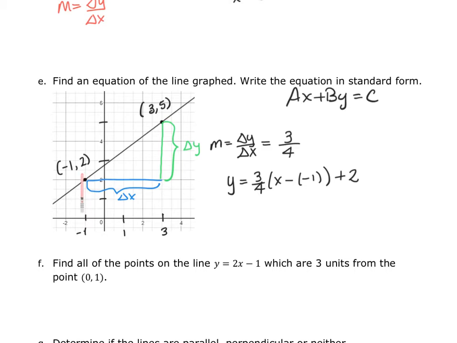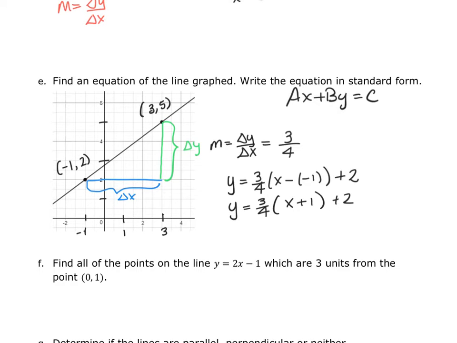I'm going to use this ordered pair, and I'm going to use point-slope form initially. So y is equal to 3/4 times x minus a minus, plus 2. So this is where we are so far. So y is equal to 3/4 x plus 1 plus 2.